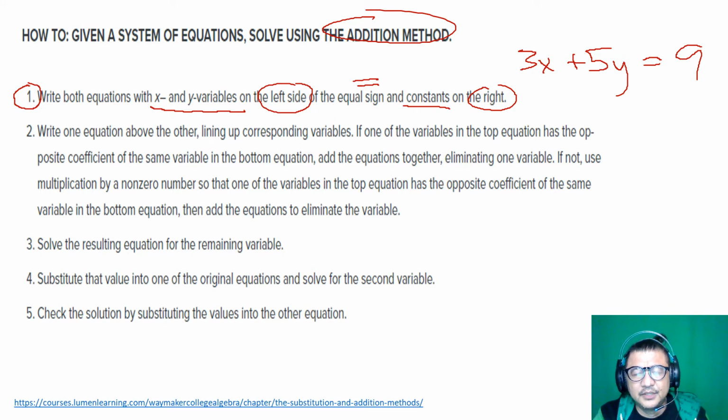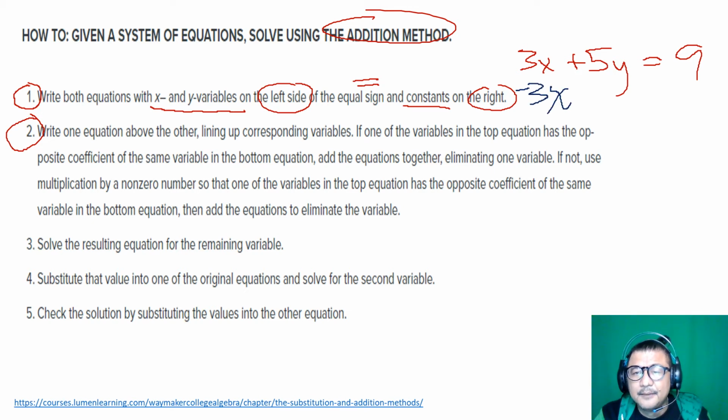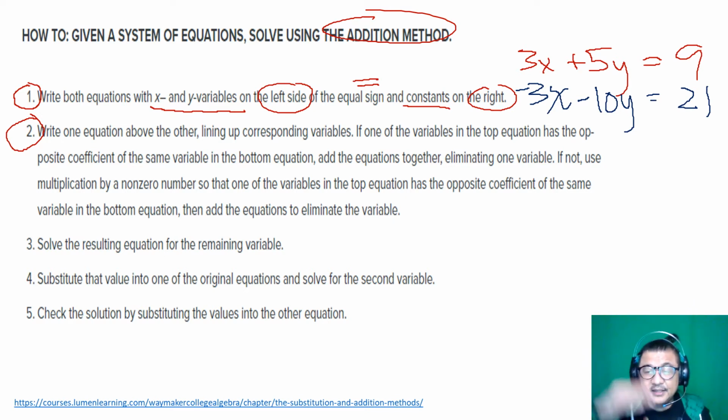Next, write one equation above the other. So if you have the second equation, write it directly below. Let's say the blue one is my second equation. I could write negative 3x, let's say, minus 10y equals 21. Something like that. So again, first on top, the second below. Look at this: the x's in one column, the y's in one column.